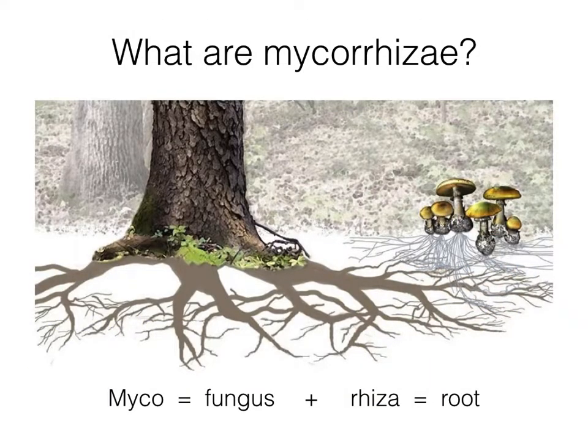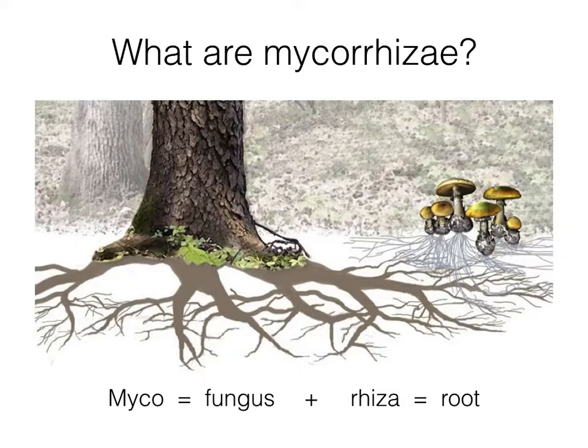So the last group of organisms that I want to talk about, the last mutualism that is a trophic mutualism, are mycorrhizae. And so what are mycorrhizae? Well, mycorrhizae are a group of fungi that associate with plants. And the term mycorrhizae comes from myco, which means fungus, and rhiza, which means root. So these fungi colonize plant roots, and again, this is a trophic mutualism, so there's an exchange of nutrients between the two partners.